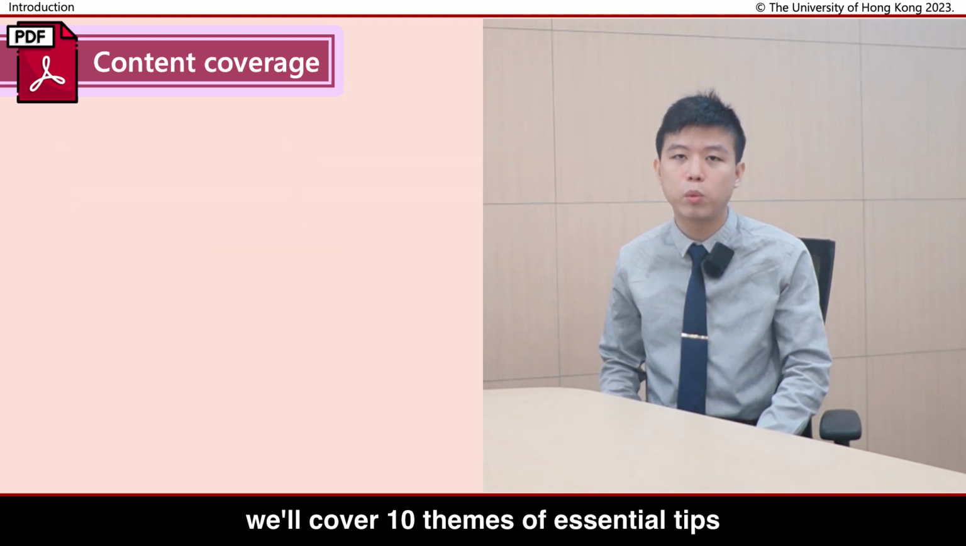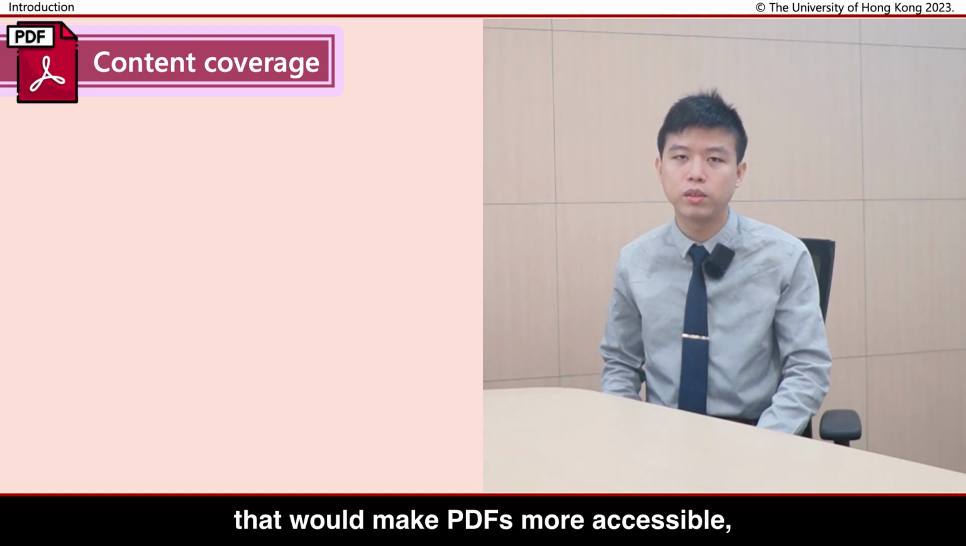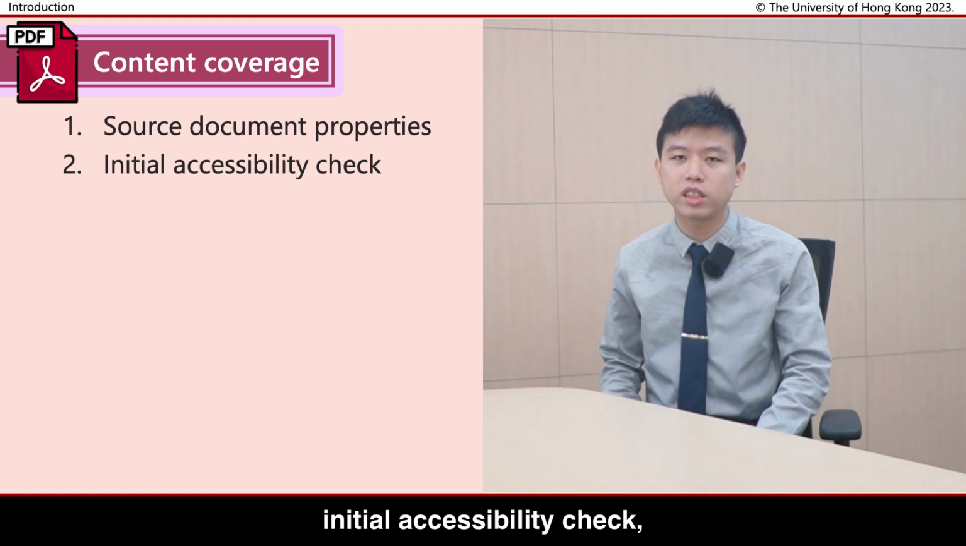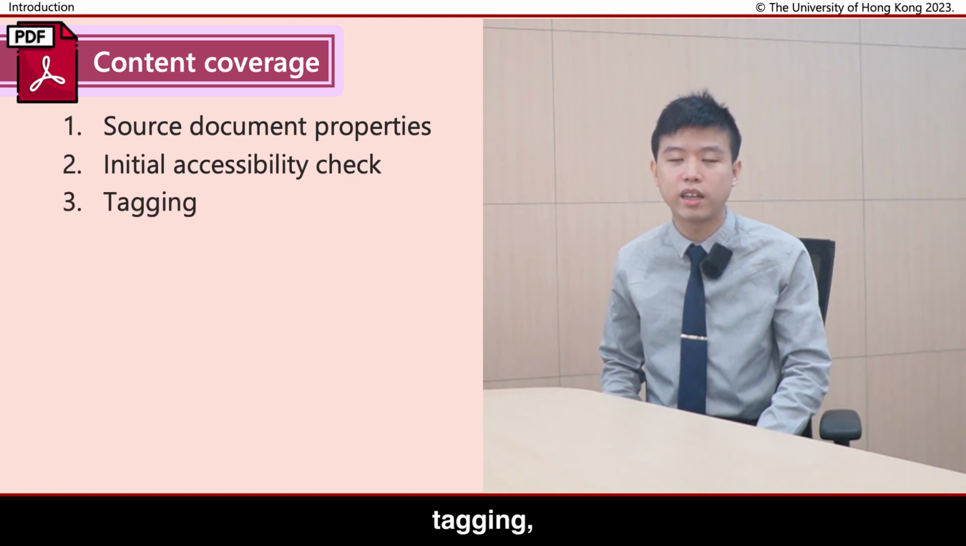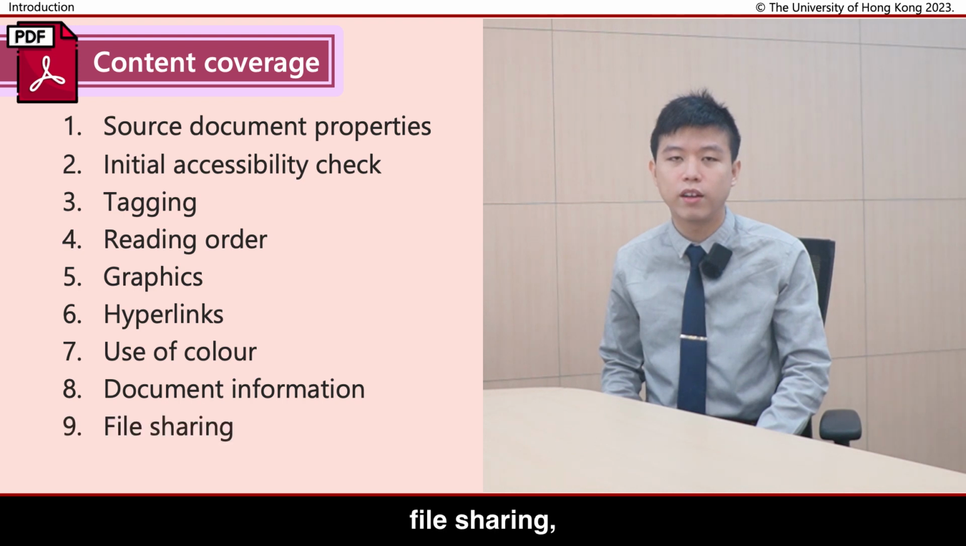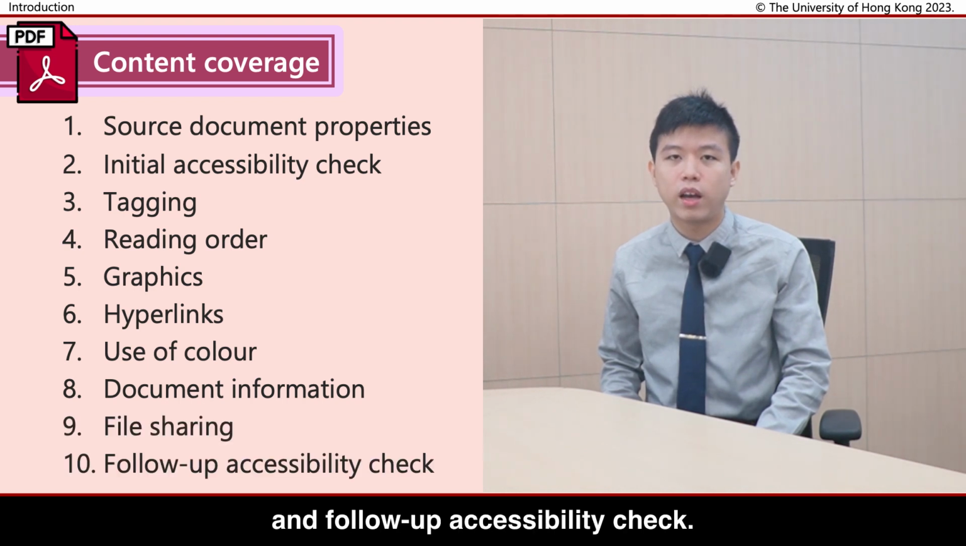In this video, we will cover 10 themes of essential tips that would make PDFs more accessible, including source document properties, initial accessibility check, tagging, reading order, graphics, hyperlinks, use of color, document information, file sharing, and follow-up accessibility check.